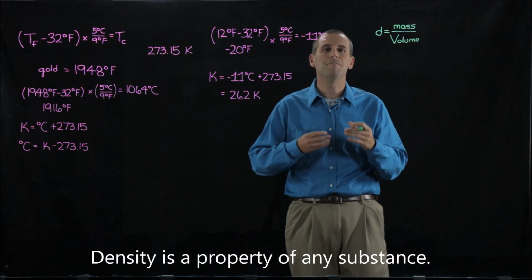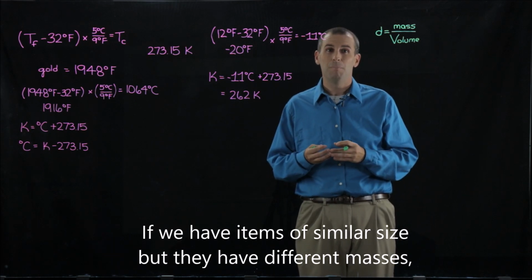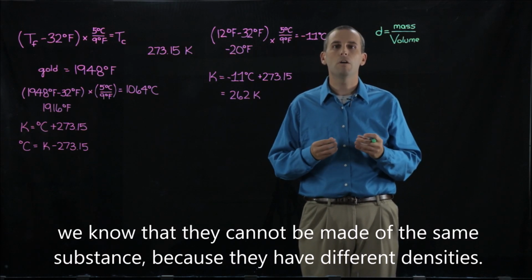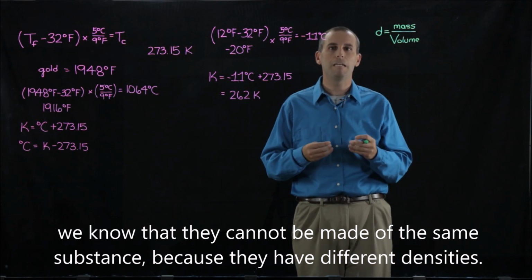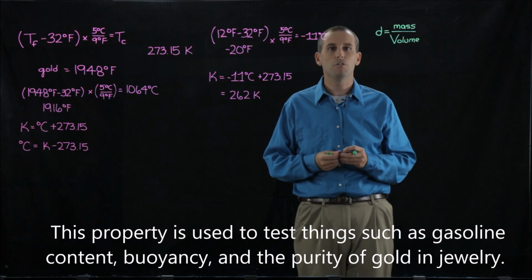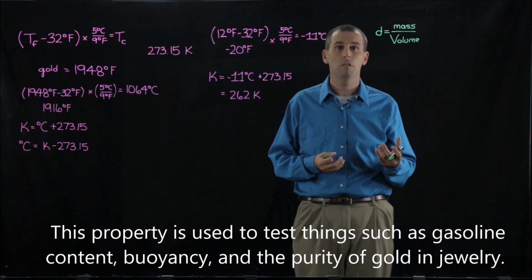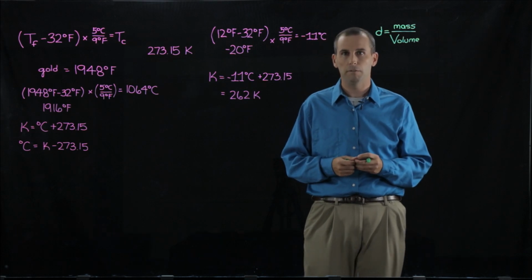Density is a property of any substance. If we have items of similar size, but they have different masses, we know they cannot be made of the same substance because they have different densities. This property is used to test such things as gasoline content, buoyancy, and the purity of gold in jewelry.